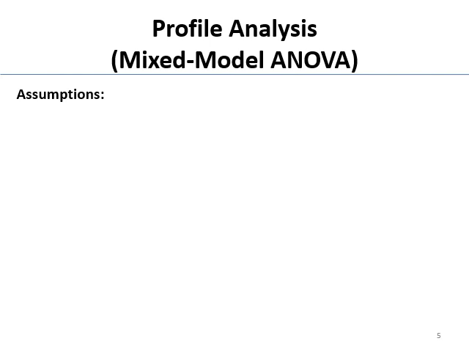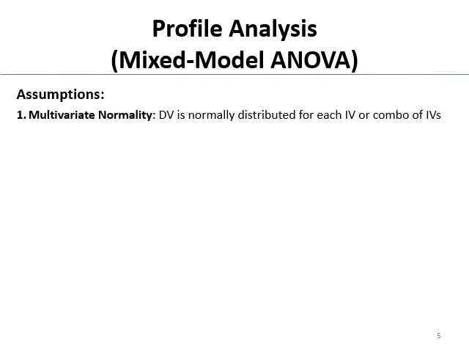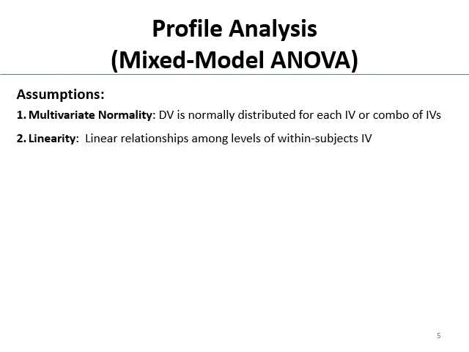So the assumptions for mixed model ANOVA combine assumptions that are required for between groups and within groups designs into one. So there's a lot of them. Multivariate normality, that is, the DV is normally distributed for each IV and each combination of independent variables. So it's across the board, for every cell normally distributed. Linearity, so there are linear relationships among the levels of the within subjects IV. So, you know, like neuroticism has a linear relationship with extroversion, openness, agreeableness, conscientiousness, etc. And then each one of those also has a linear relationship with each of the other subscales.